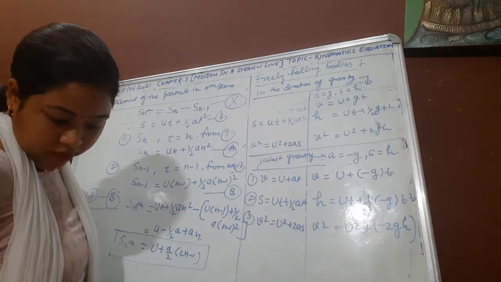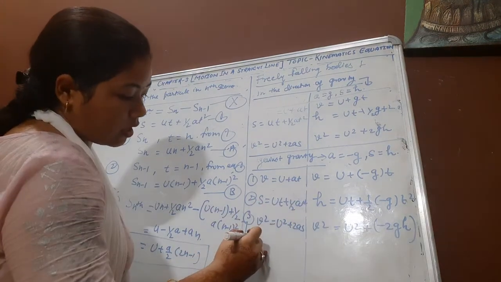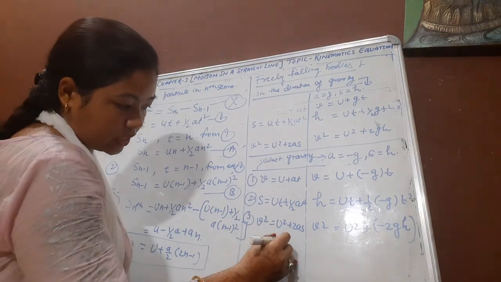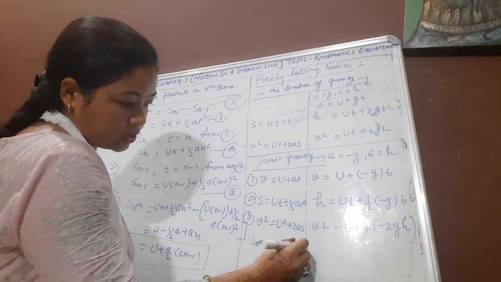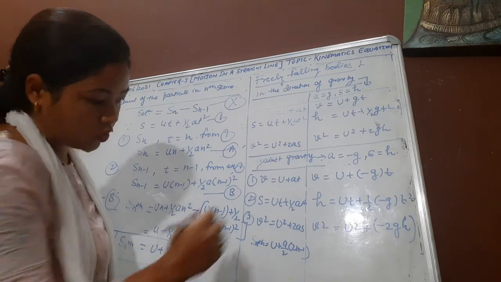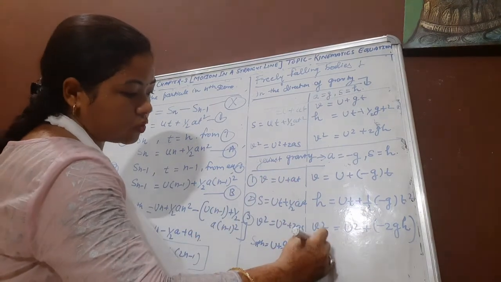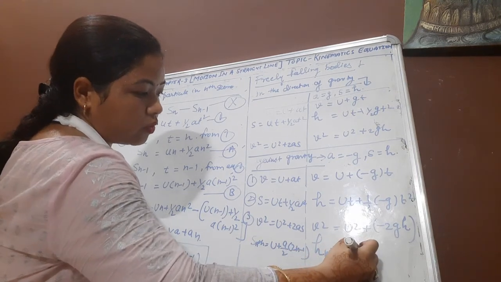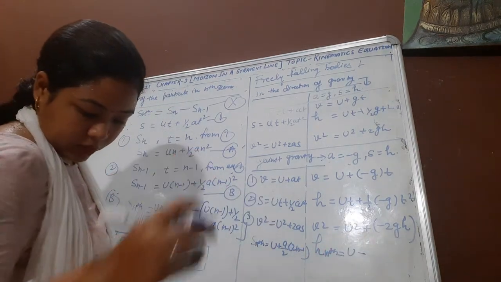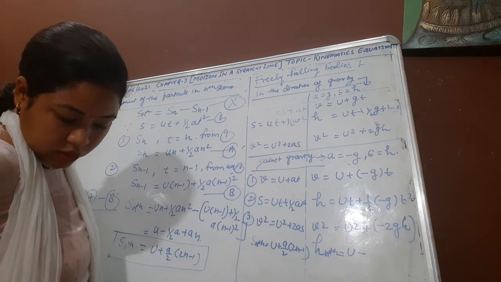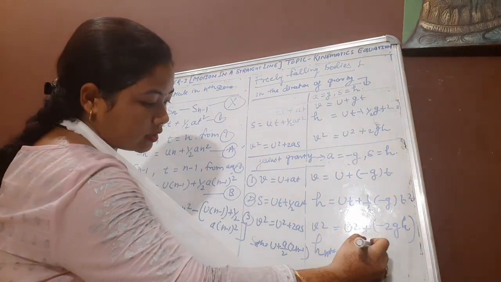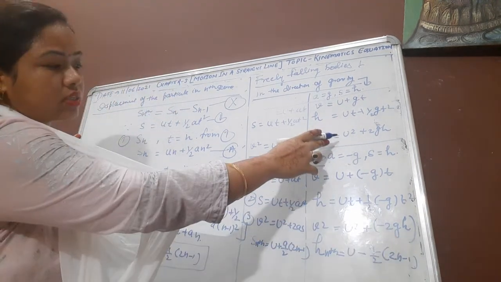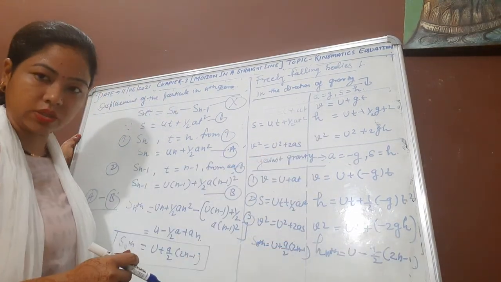Now similarly we can convert the fourth equation of motion also. The equation s nth equals u plus a by 2 into 2n minus 1 will convert into h nth equals u minus g by 2 into 2n minus 1, and for downward motion g will be taken as positive, right?